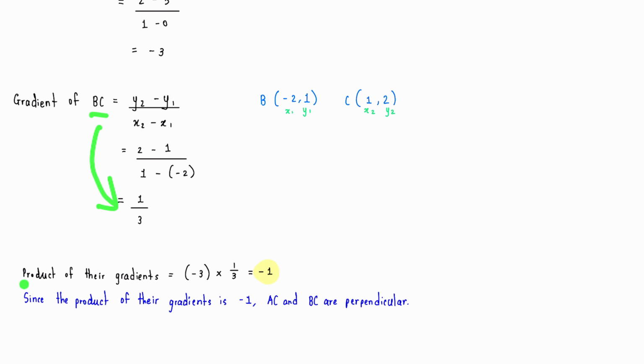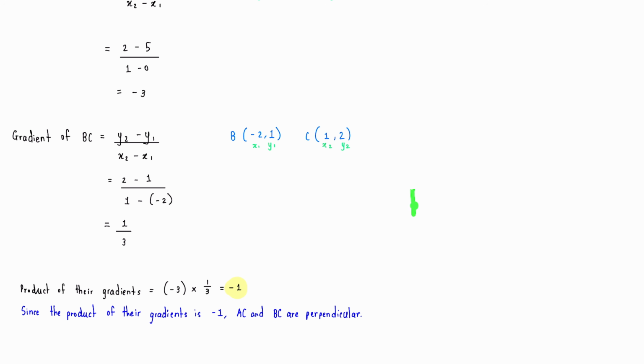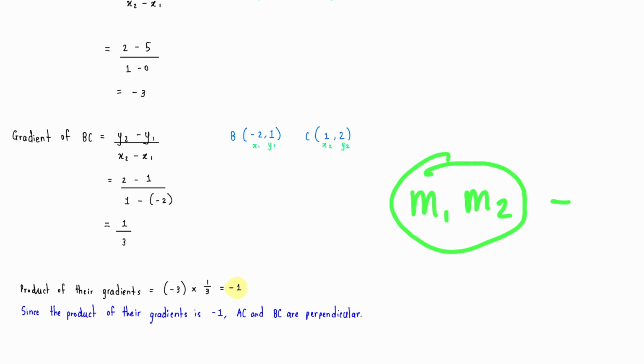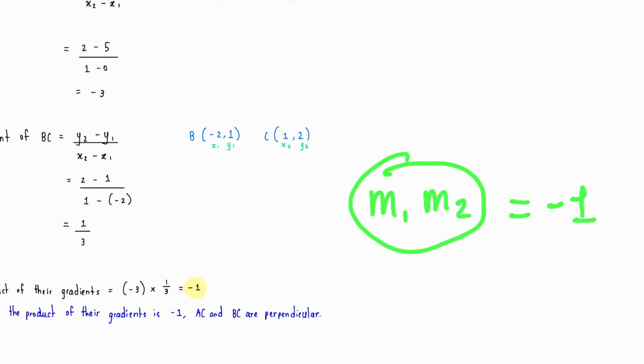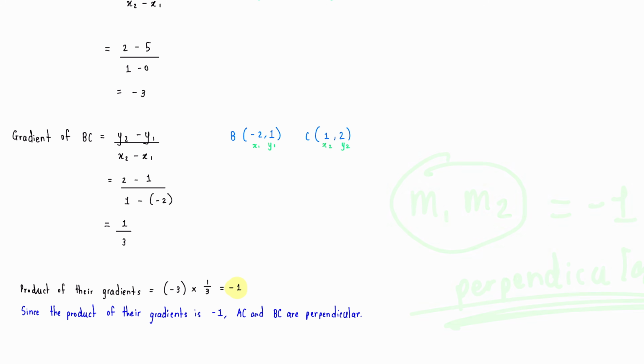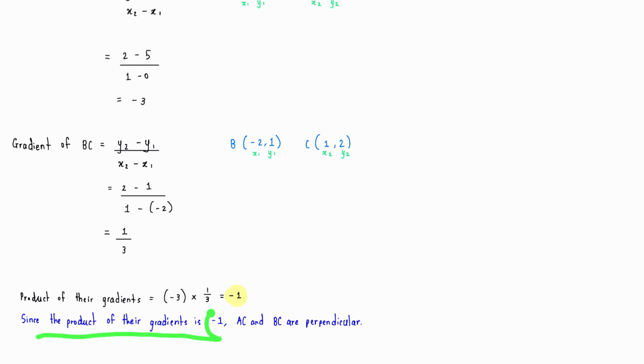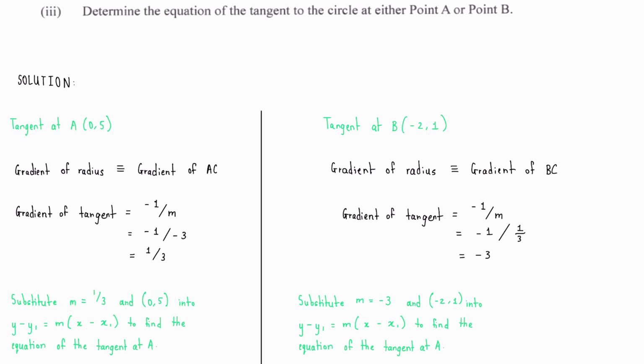And then we multiply their gradients. Product just means multiply, right? So when we say we have the product, we're multiplying them. And when you realize that is equal to minus 1, we know that they're perpendicular, because the rule is m1 by m2, these being the gradients, the product of them is minus 1. Perpendicular. So I hope that is solidified in your brain now. Since the product of their gradients is minus 1, AC and BC are perpendicular. And that's the end of that question.